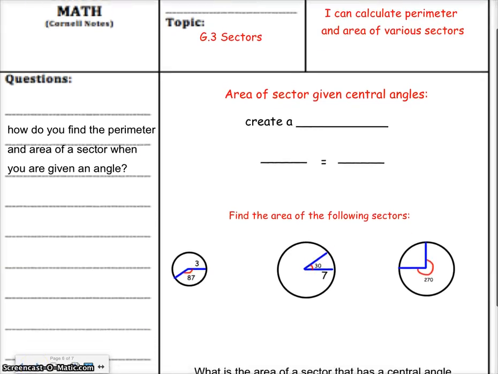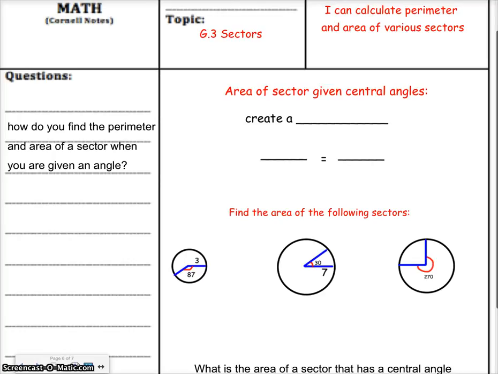And then the other proportion you can do is aligned with central angles. You'll know because the angle measure is there if you need to do that. So an area of sectors given a central angle, again, proportions. Create a proportion. And you say part is to pi r squared as the central angle is to 360.